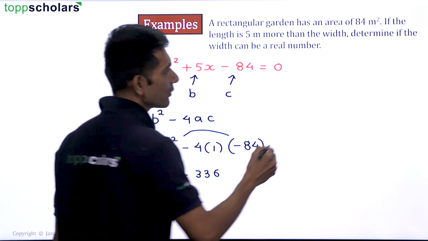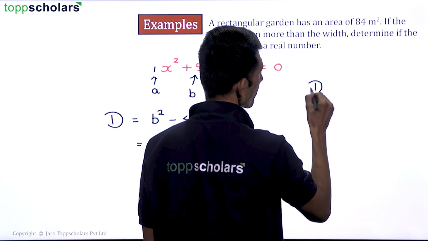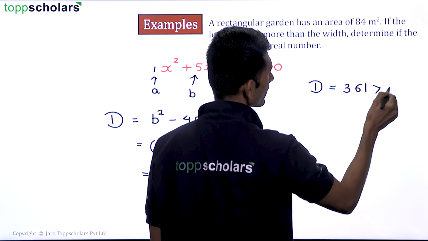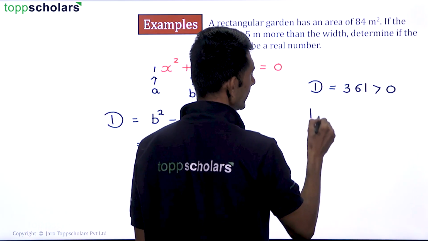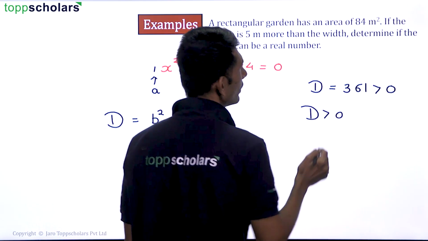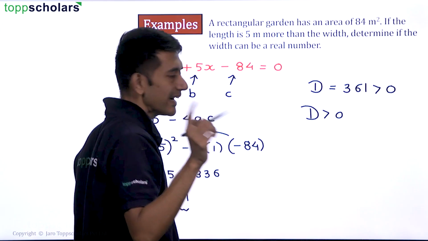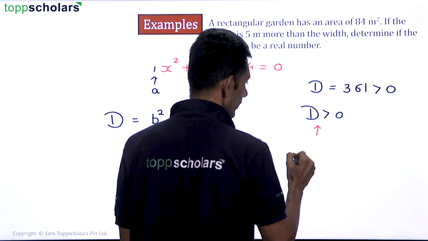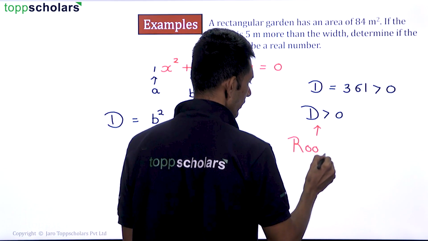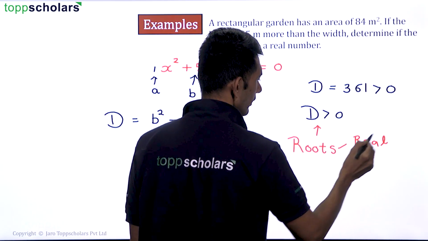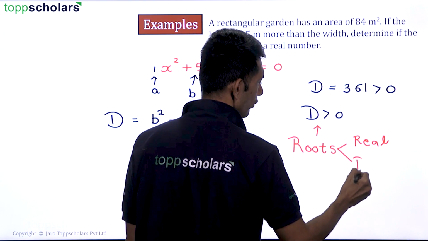If D is 361, can I say 361 is greater than 0? That is, D is greater than 0. And if D is greater than 0, we know that the roots are real and distinct. So roots are what? Roots are real and they are distinct also.